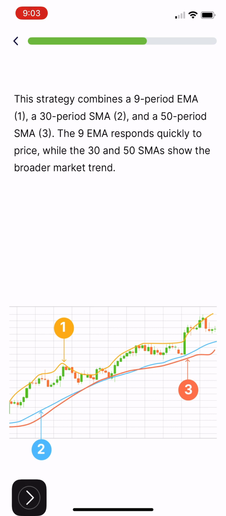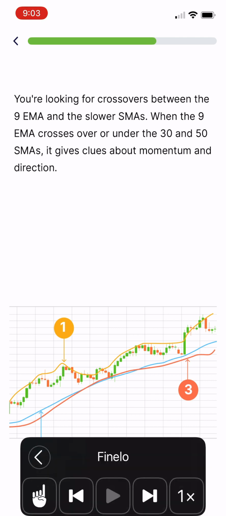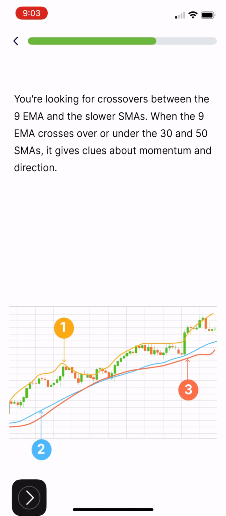This strategy combines a 9-period EMA, a 30-period SMA, and a 50-period SMA. The 9 EMA responds quickly to price, while the 30 and 50 SMA show the broader market trend. You're looking for crossovers between the 9 EMA and the slower SMAs. When the 9 EMA crosses over or under the 30 and 50 SMAs, it gives clues about momentum and direction.